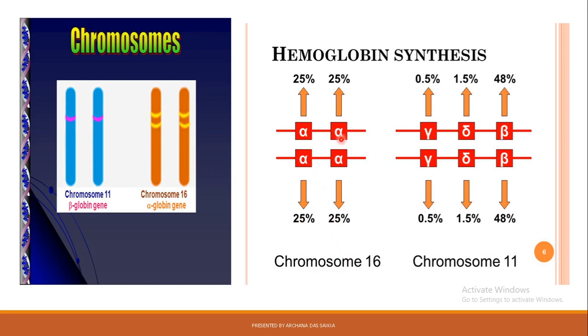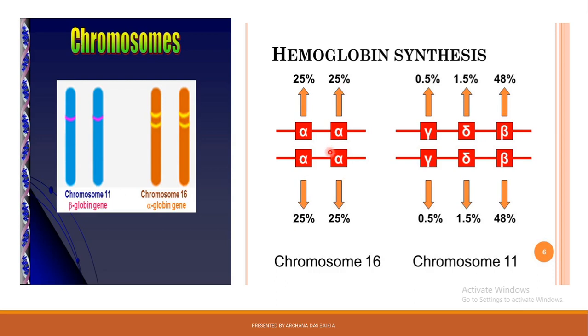Okay, here these are the genes, a pair and a pair. This is one chromosome number 16, the second chromosome number 16. That means there are 4 genes, or we can say 2 pairs of genes controlling the formation of the alpha globin chain. Each of them is responsible for 25% of the alpha globin: one gene 25%, the second gene 25%, third one 25%, and the fourth one 25%.